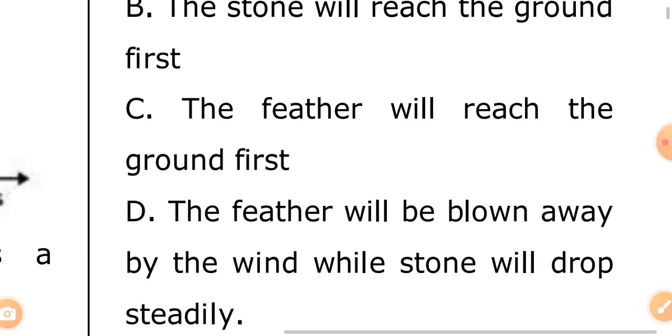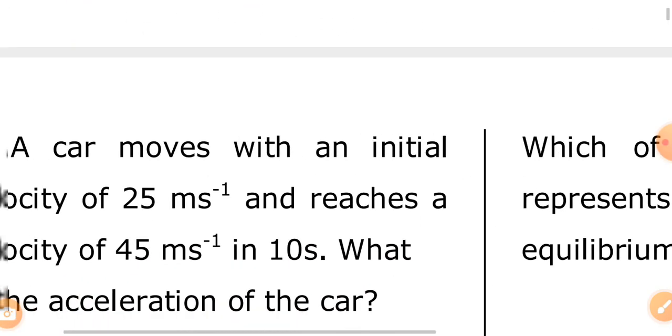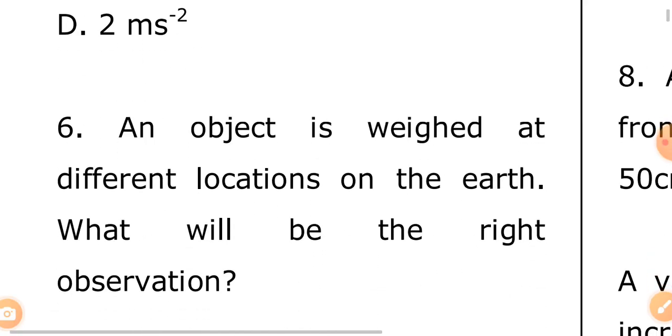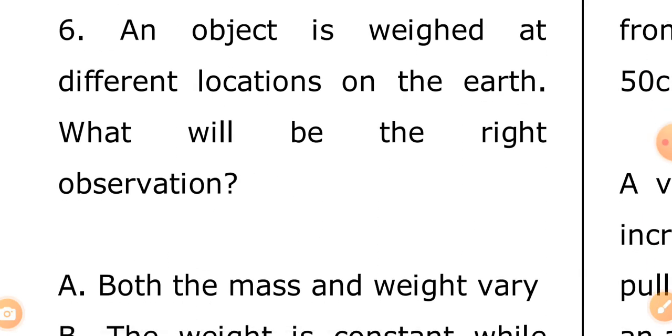Okay, let's look at this question very, very fast. An object is weighed at different locations on the earth. That means they go to different locations of the earth and they weigh an object. What will be the right observation? Maybe you take your weight here in Nigeria, then you go to Canada, go to Russia, go to Mount Everest, go to many places. An object is weighed at different locations on the earth. What will be the right observation?